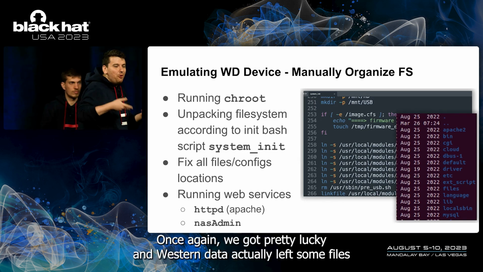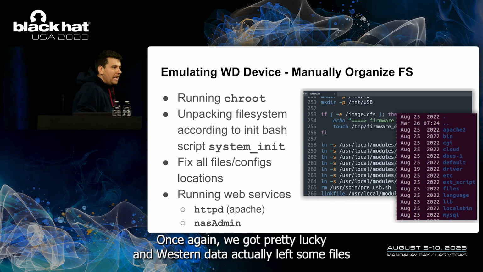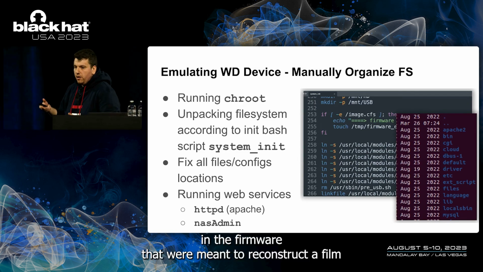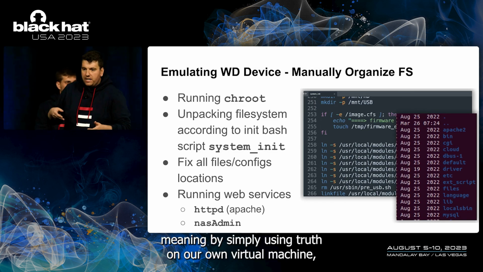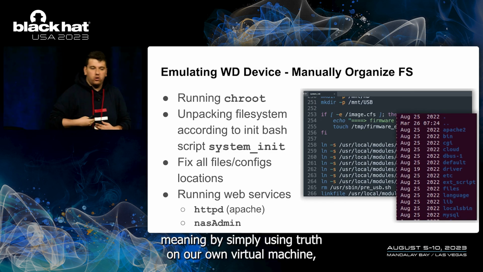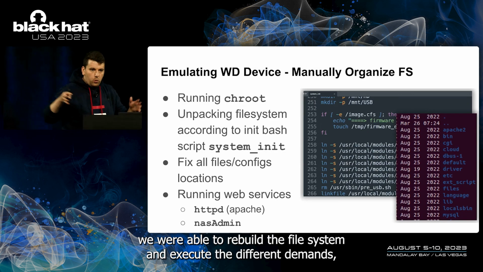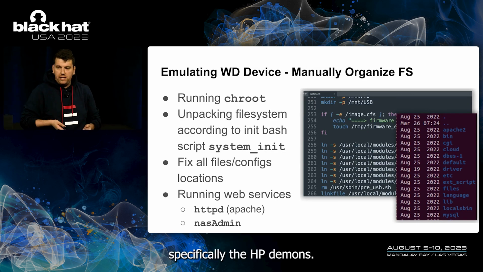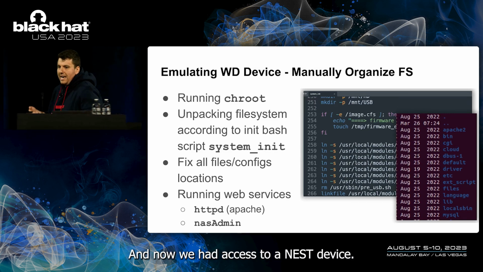Once again, we got pretty lucky, and Western Digital actually left some files in their firmware that were meant to reconstruct the firmware from the different sections. Meaning by simply using truth on our own virtual machine, we were able to rebuild the file system and execute the different daemons, specifically the HTTP daemons. And now we had access to a NAS device.